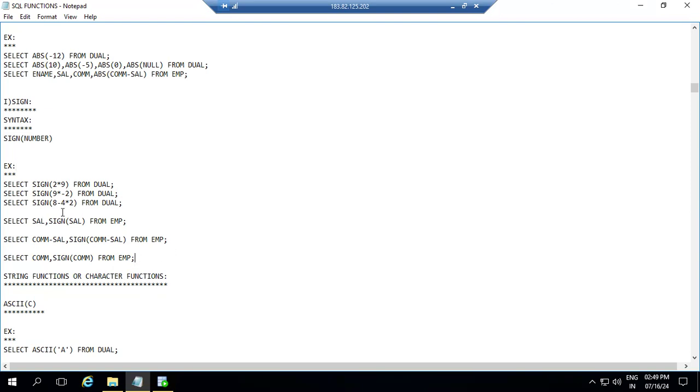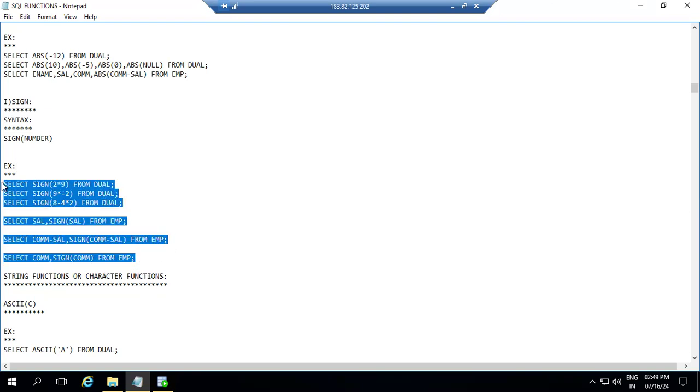So coming to sign, we use select sign and the number. This is the syntax. We use it under our select clause: select sign 2 into 9 from dual. So what happens in this case? Dual.